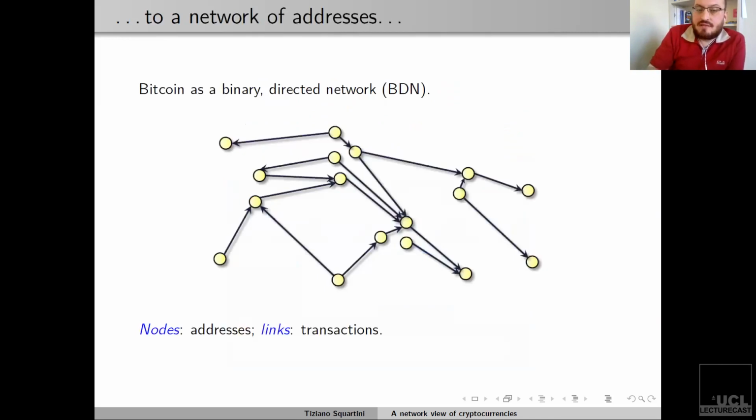blockchain? Well, a very first intuitive representation, I would say, is the Bitcoin address network. We used this name in a recent paper, and the idea is that nodes are the addresses, and the links basically connect any two nodes, so any two addresses, if there is a flow of money from the sender to the receiver. So we have a binary directed network. If you add the information on the amount of money exchanged, it's a weighted network, but the philosophy is this one.